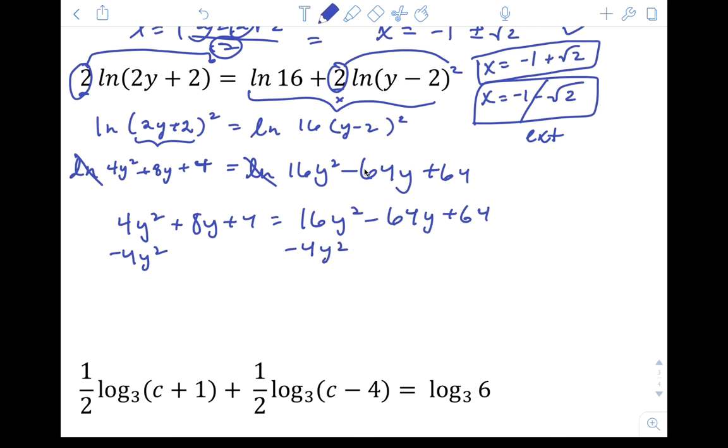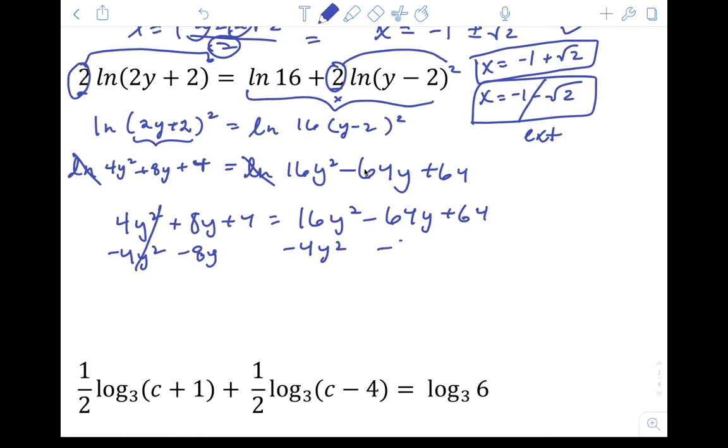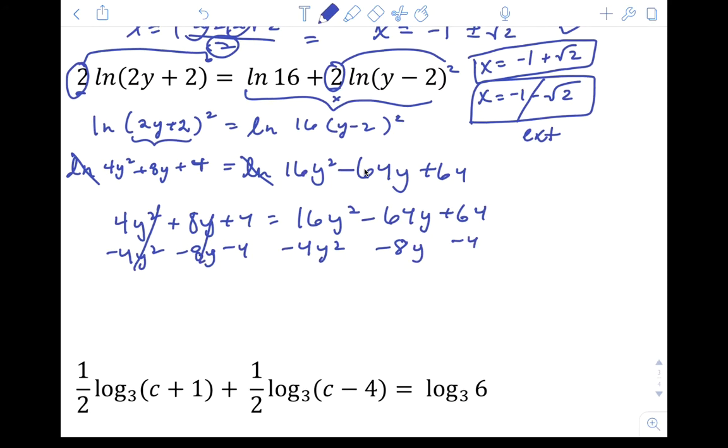So I'm going to subtract 4y squareds. I'm going to subtract 8y. I'm going to subtract 4. So 12y squared minus 72y plus 60.